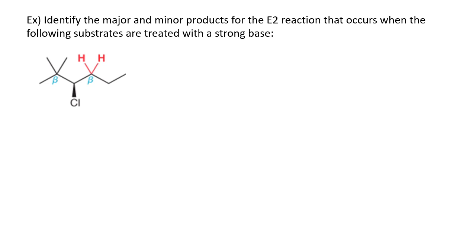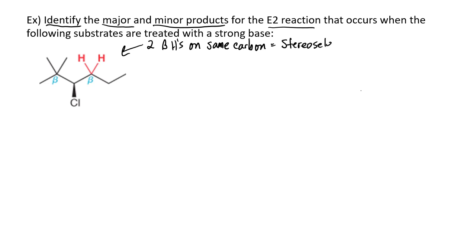All right, let's take a look and identify the major and minor products for the following E2 reaction that occurs when the substrate is treated with a strong base. Well, because I've got two beta hydrogens on the same carbon, I know I'm dealing with an issue of stereoselectivity. That means cis or trans. All right, so we can draw a Newman projection and then draw both products here.